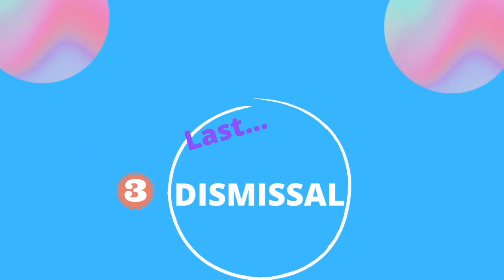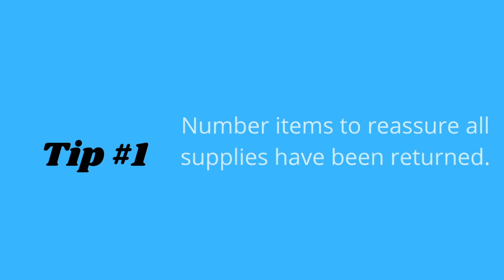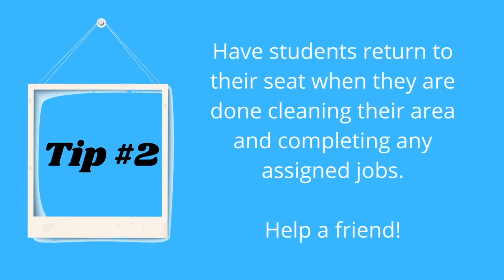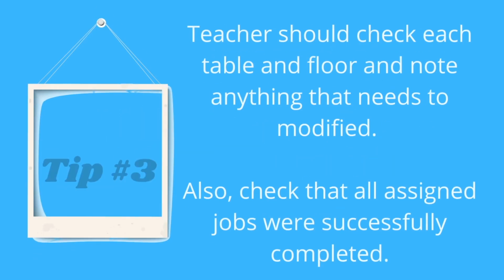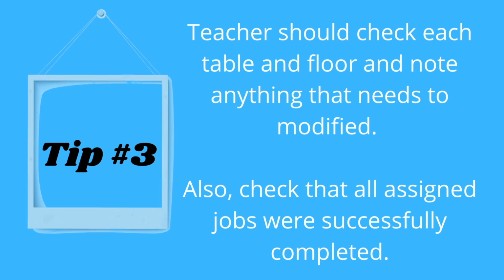Dismissal. Tip number 1 is to number items to reassure they have been returned, especially things like X-Acto knives and Sharpie markers. Tip number 2, have students return to their seats when they're done cleaning and completing any assigned jobs. And most importantly, help a friend. Tip number 3 is most important. The teacher should check the table and the floor of each table and have them fix anything not done correctly, and also make sure the assigned jobs were successfully completed.